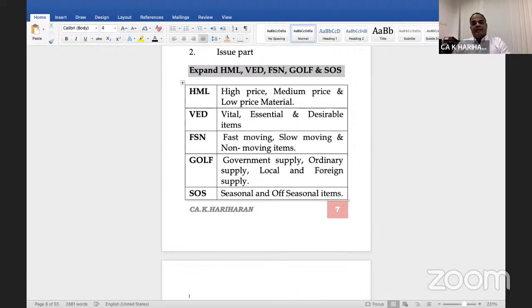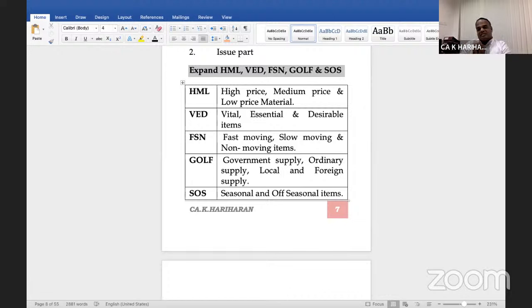Based on FSN, one question they also ask. FSN stands for what? Fast moving, slow moving, non-moving stock. With respect to FSN, in the past exam they gave two raw materials, A and B. It was a compulsory 5-mark question. Opening stock given, purchase given, and closing stock of raw material also given. I'll repeat: raw material A, B related information, opening stock, purchase, closing stock. Find FSN. Students went blank.